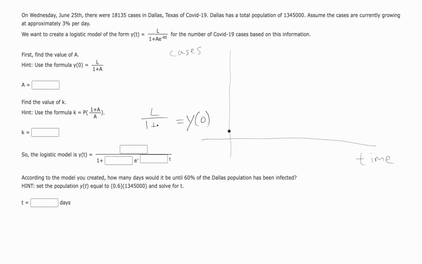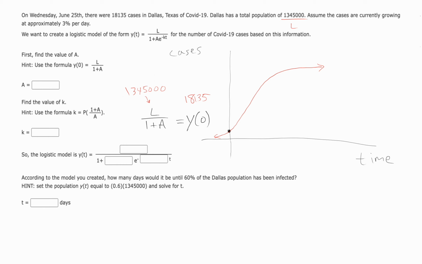If we do L over 1 plus A, we should be finding A by plugging in the initial cases of 18,135. That goes here. And then you want to use the 1,345,000 as the upper limit. And then we should be able to solve for A. Then from there, the cases are going to grow logistically to make a graph, something like that.